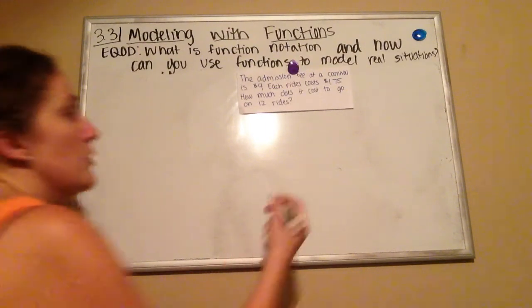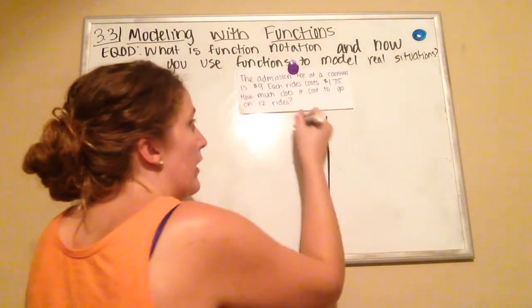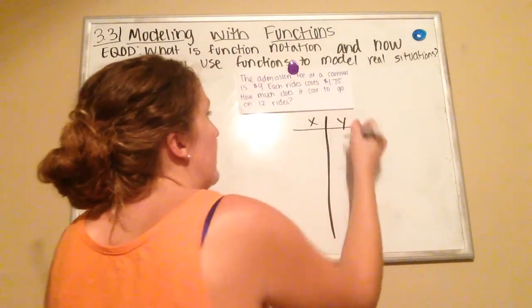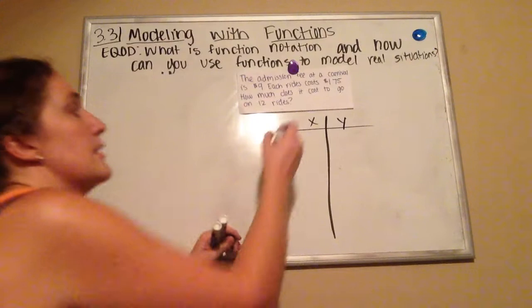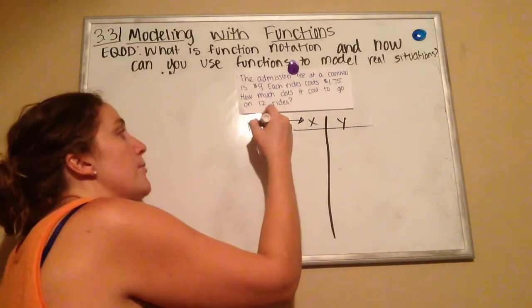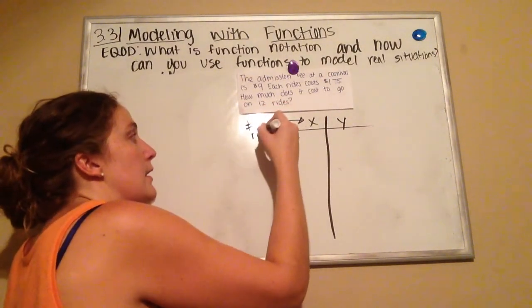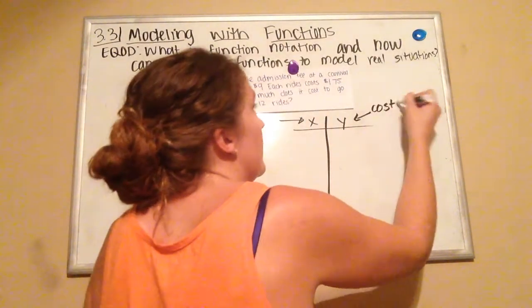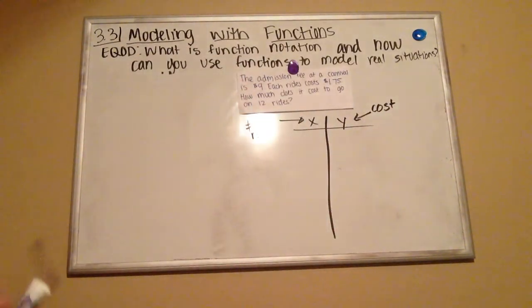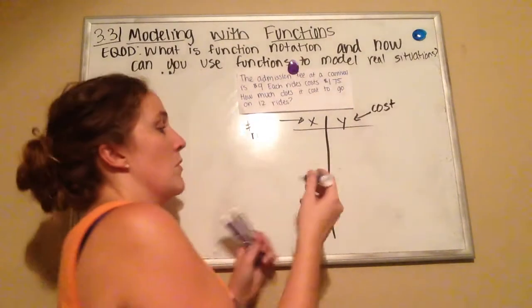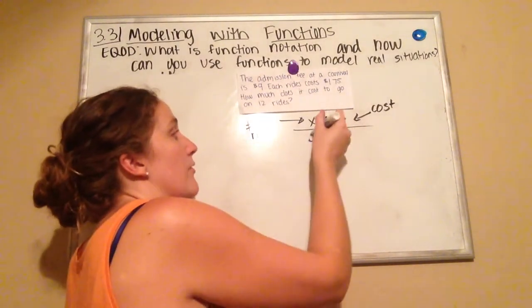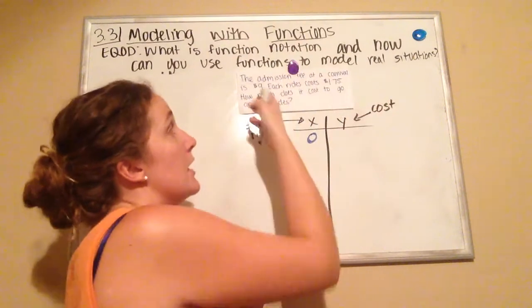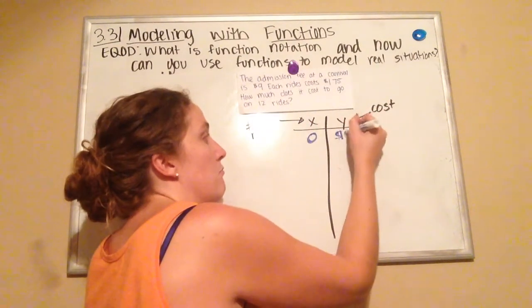Okay, so let's make a table real quick, because I like our tables. X, Y tables. So X is our input. Our input is going to be the number of rides, because that matters for our cost. So if we go on 0 rides, let's say we just go to the fair, we're not even going to go on any rides, we just go. It costs us $9 just to get in.